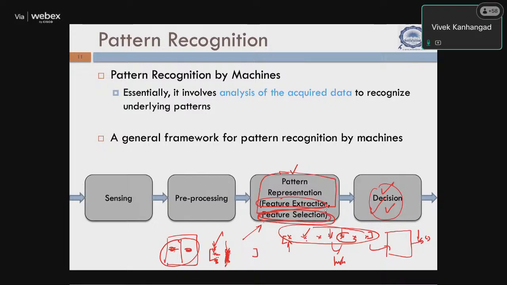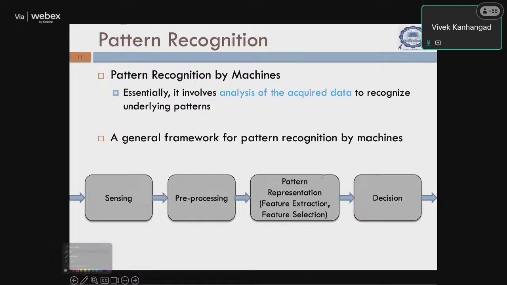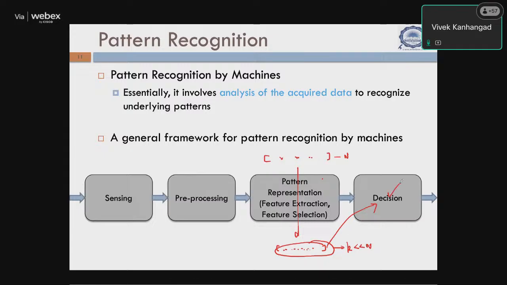There are various ways to do that. Basically, given an original high dimensional feature set of dimension n, having n features, it tries to identify a lower dimensional feature set of k, which is much less than n. Once you identify the features which are really useful for the task, you can go ahead and perform decision making based on them.